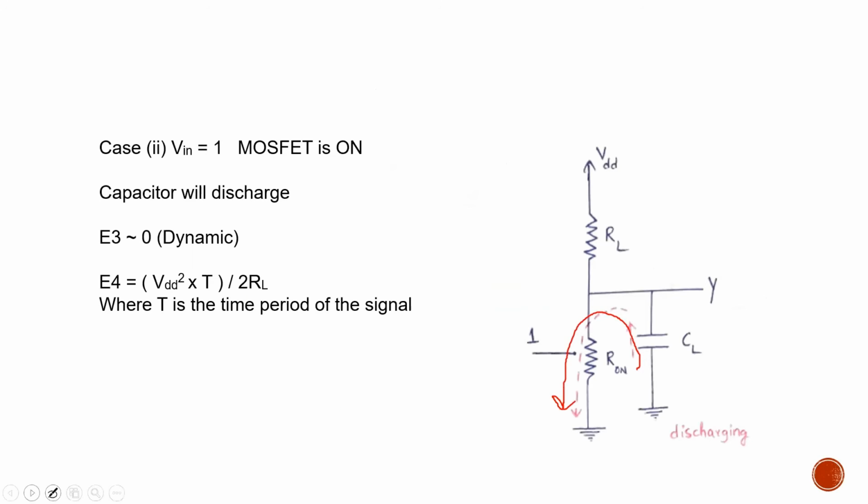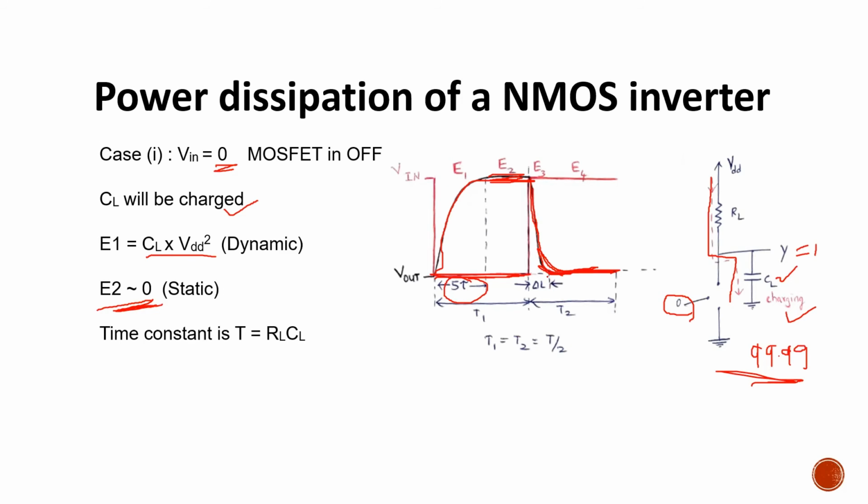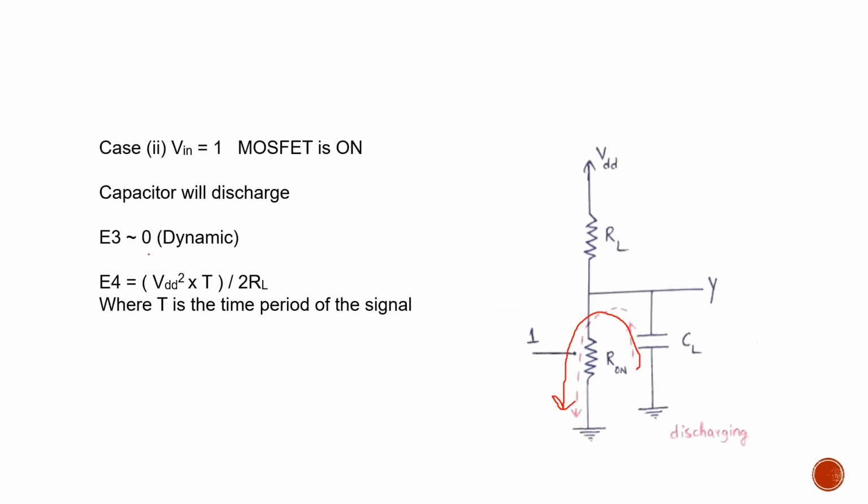As the capacitor is discharging, guys, you can see in the figure this delta value is very, very small. As the value is very, very small, it could be negligible. Hence, E3 is a dynamic value only, but it is very, very small, 0. But whereas in E4, where the output is logic 0, there is a dissipation that is VDD square into T by 2RL.